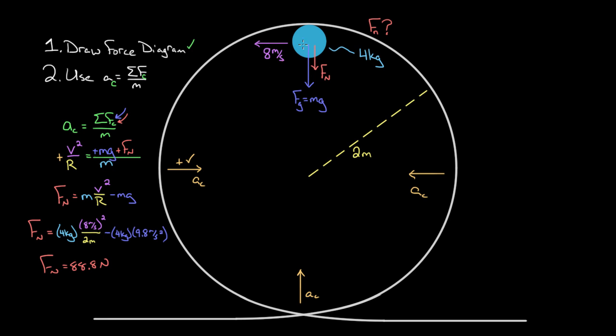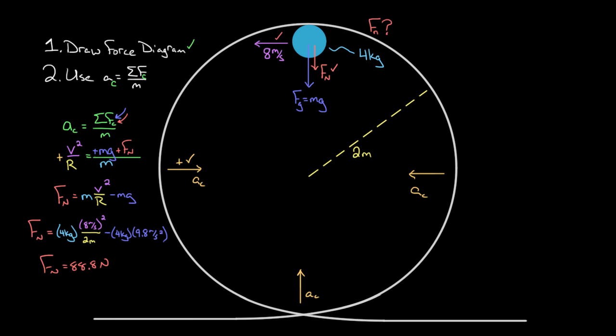This is how much downward force is exerted on the ball from the track, but from Newton's third law, we know that that is also how much force the ball exerts upward on the track. So whatever you make this loop out of, it better be able to withstand 88.8 newtons if people are going to be rolling this ball around the loop with 8 meters per second.